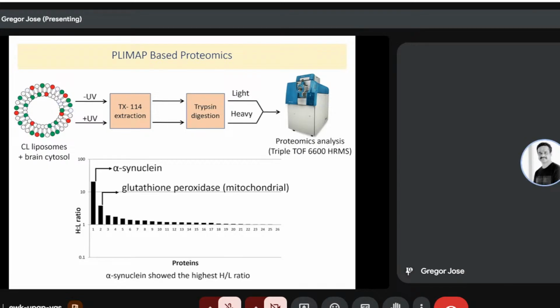You guys know that alpha-synuclein is one of the major proteins involved in Parkinson's disease. It's a neurodegenerative disease, and in those diseases, this synuclein aggregates and interacts with neurons and prevents the nerve impulse transmission. So we were very happy to see that cardiolipin can interact with alpha-synuclein, which is an important protein.